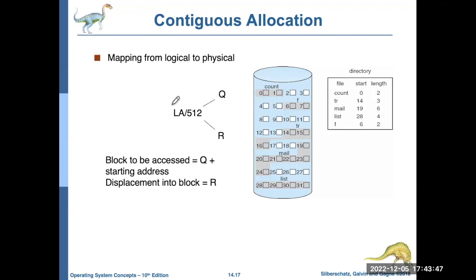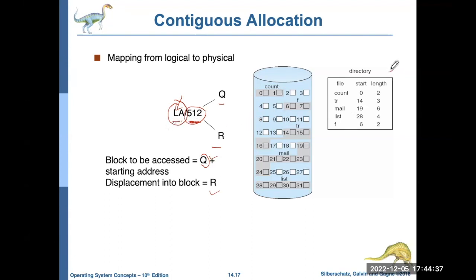Now, contiguous allocation: how do we map it to the physical block? We have a logical address, and we have a block size. Now the block size here is 512 bytes. This division is performed: the logical address divided by our block size gives a quotient and a remainder. The block to be accessed is Q plus the starting address, and the displacement into the block is R. So that is how we map the addresses onto the blocks.